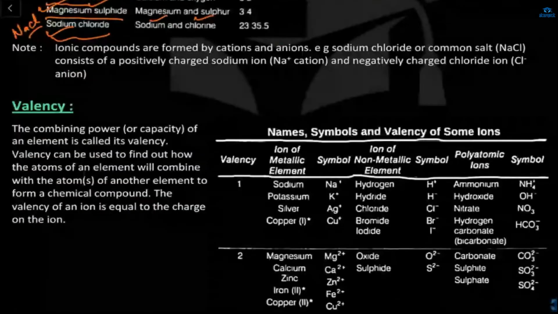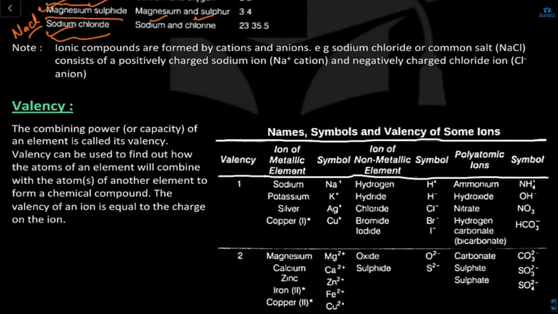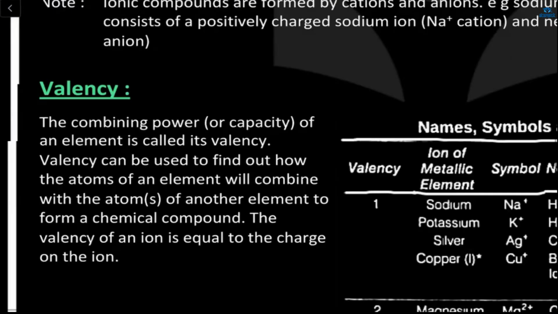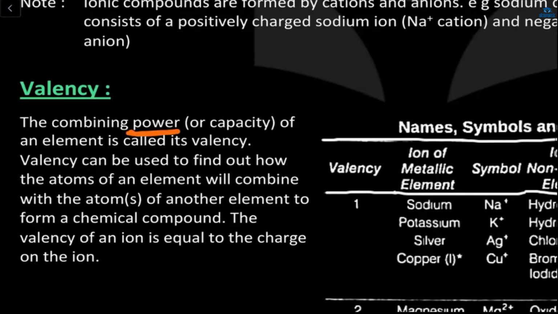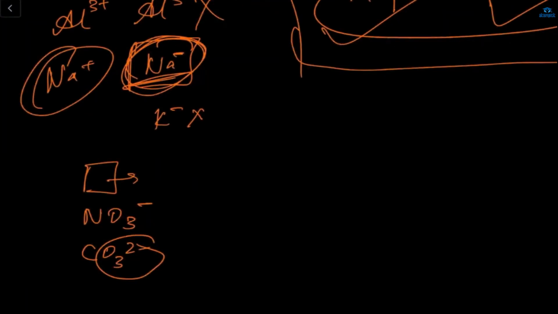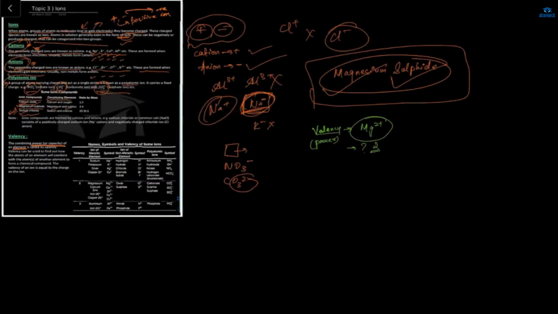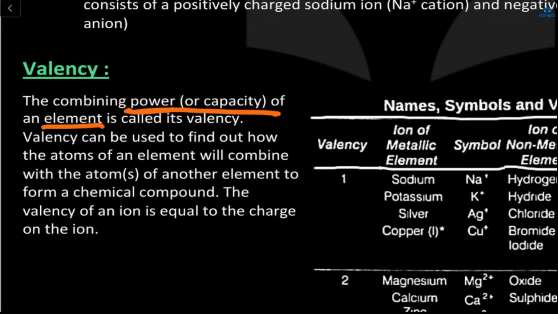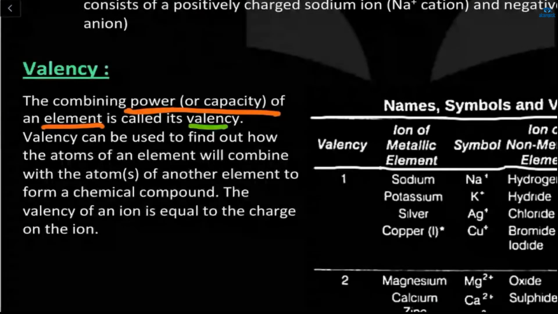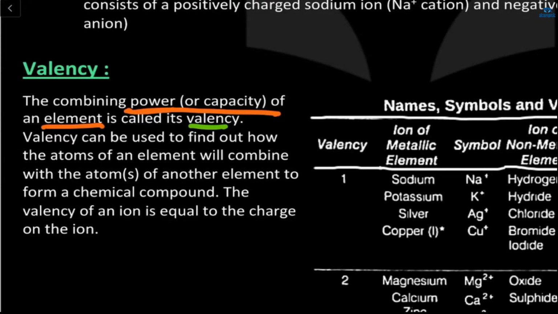Now, what is valency? Anybody? See, it's written: the combining power of an element is called its valency. Now, if I'm writing Mg2+, magnesium, the valency of this magnesium is the power, so valency is 2 here. Valency is the combining power or capacity of an element. It can be used to find out how the atoms of an element will combine with the atoms of another element.